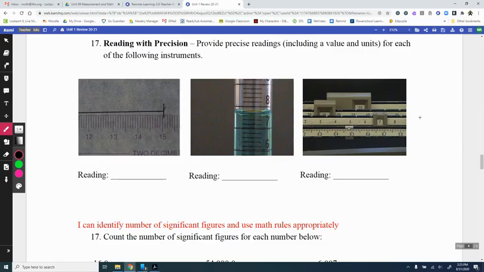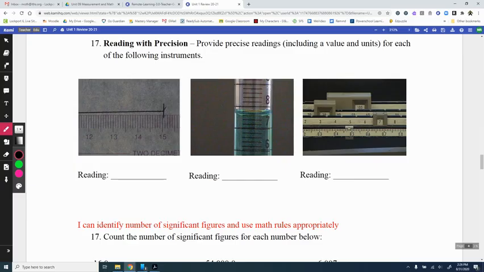So next we have a few measurements. So this first one, actually first, let's talk about how often this is marked. It's labeled every 1 centimeter, right? But it's marked every 10th of a centimeter. All these smaller lines that don't have numbers on them, those are tenths of a centimeter. So that means our answer has to be in the 100th place.